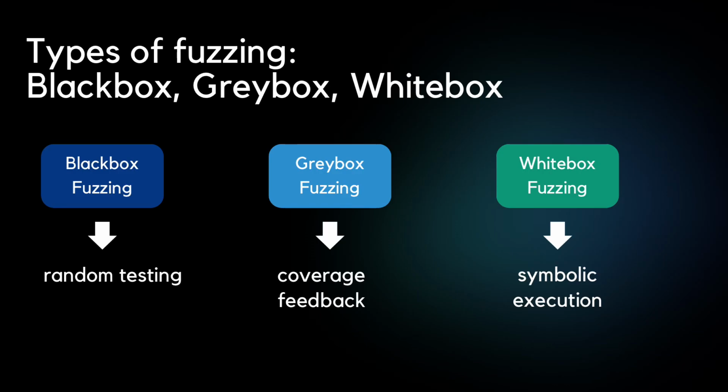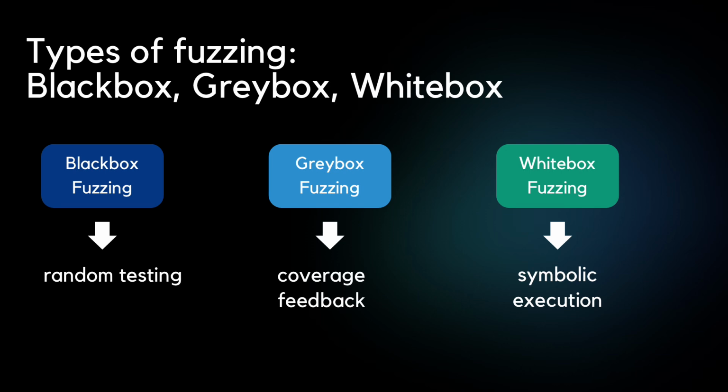The first category is black box fuzzing. In black box fuzzing, the fuzzer has no knowledge of the program's internal structure. It simply generates random inputs and observes the output. While this approach is simple and fast, it often struggles to explore deeper program logic.